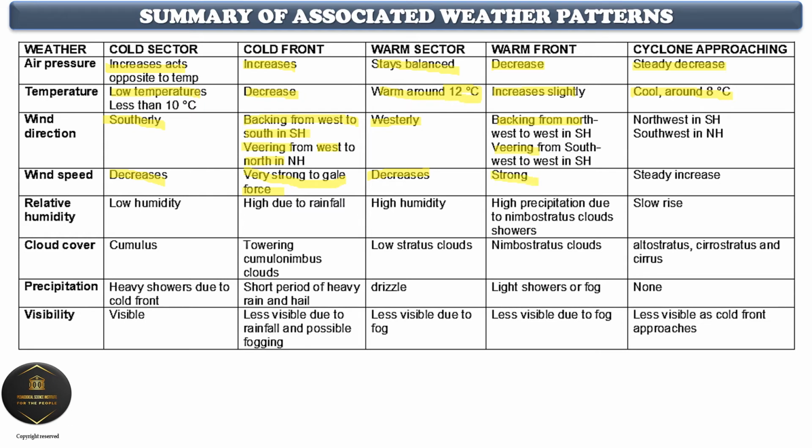Now thinking about the relative humidity, the cold sector is low in humidity, because remember the cold sector is made up of cold air, and cold air is mostly dry. Remember the golden rules. Cold air is mostly dry. In the cold front, we have high humidity due to the rainfall. And remember, rainfall is caused by this warm air being propelled to rise rapidly as a result of the cold air sinking. So we are going to have high humidity there.